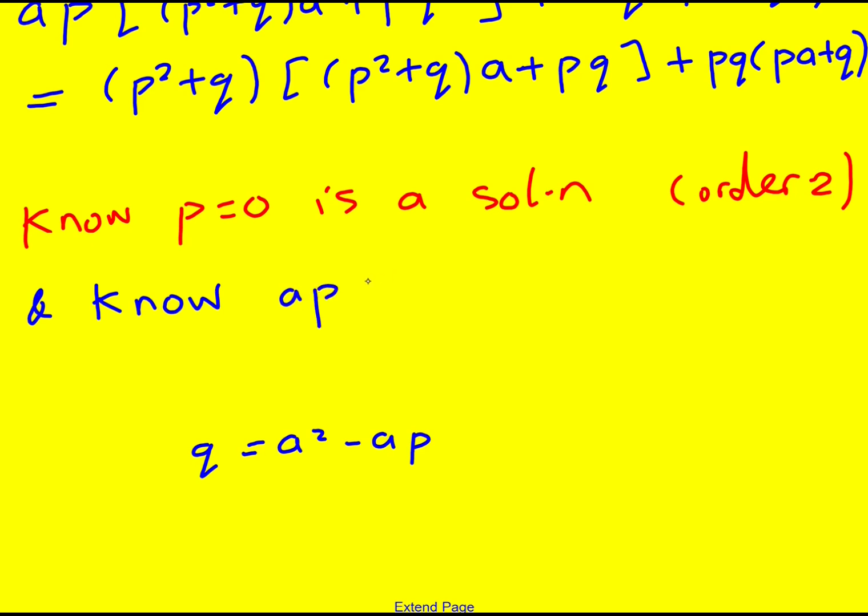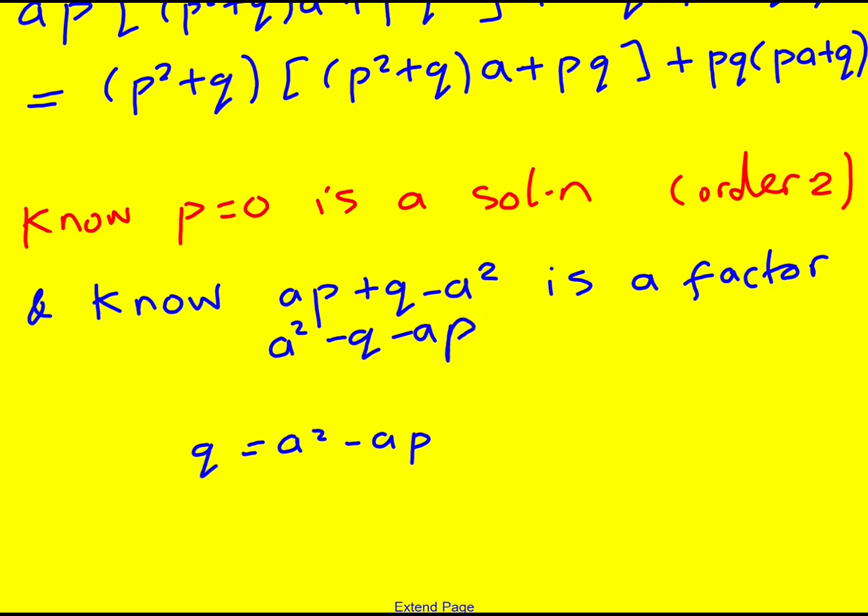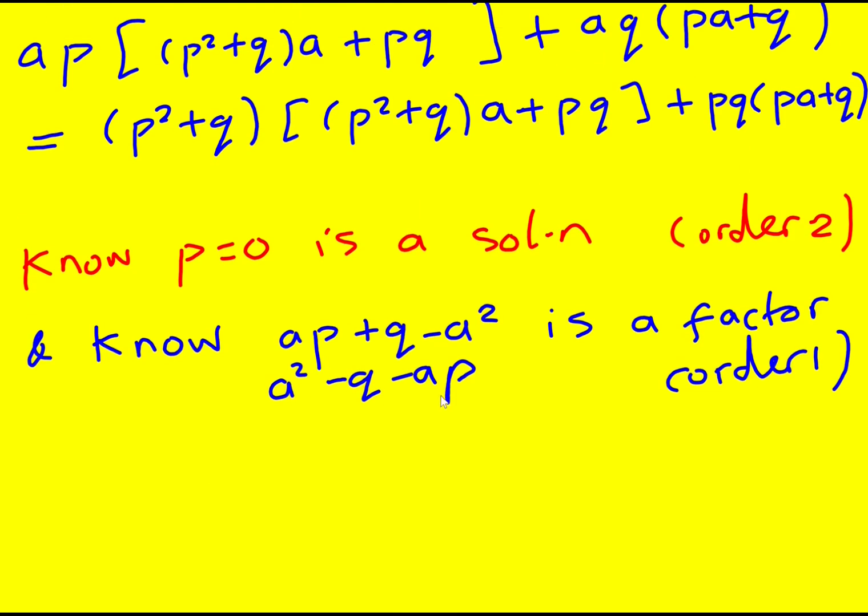So AP plus Q minus A squared is a factor. Or we might have it as A squared minus Q minus AP. This was order 1, which would also satisfy the condition that we have for order 4. So let's continue to manipulate this equation. It doesn't look very nice, does it?